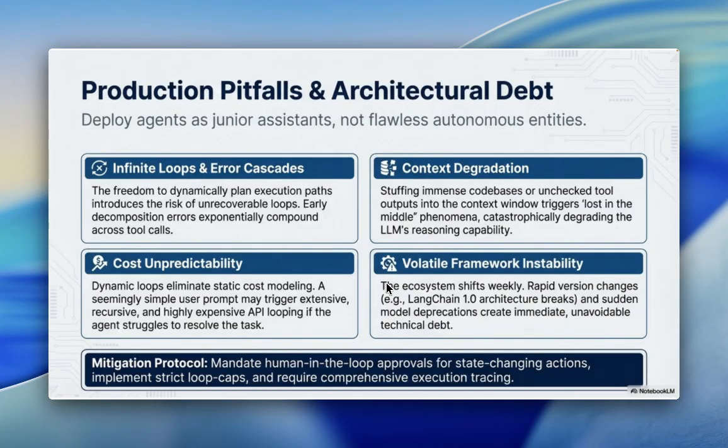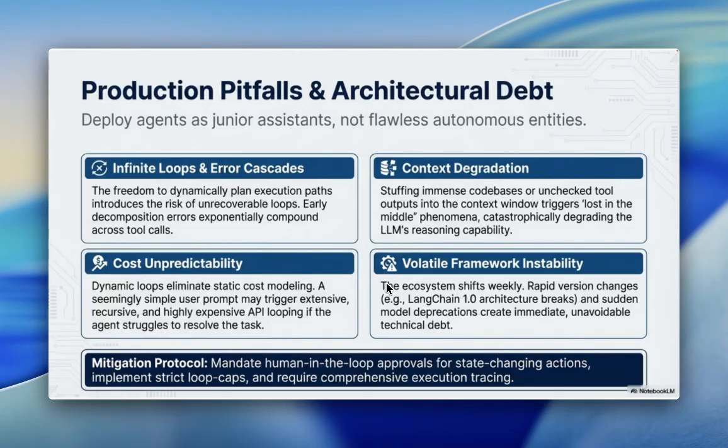Production pitfalls and architectural depth. Deploy agents as junior assistants, not flawless autonomous entities. Infinite loops and error cascades: the freedom to dynamically plan execution paths introduces the risk of unrecoverable loops. Early decomposition errors exponentially compound across tool calls. Cost unpredictability: dynamic loops eliminate static cost modeling. A seemingly simple user prompt may trigger extensive, recursive, and highly expensive API looping if the agent struggles to resolve the task.